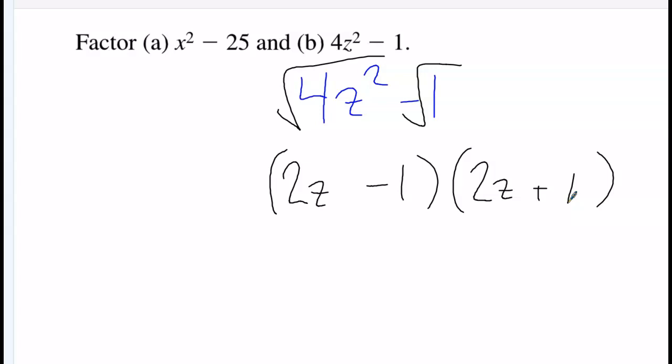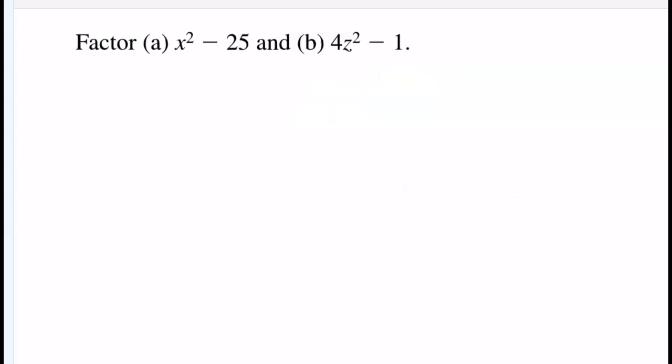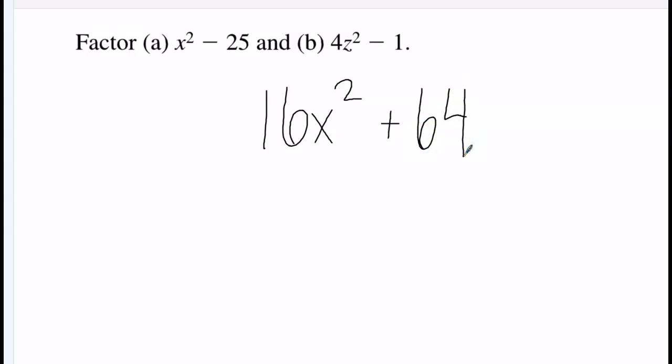Yes, indeed. Okay. Now, this only works when this is a minus. What if it's positive? So if I have something like 16x squared, and I'm making this up on the spot, so I hope it works out, plus 64, can I just take the square root of the first and the second? No, because it's plus. But I can still factor. So what do they have in common?